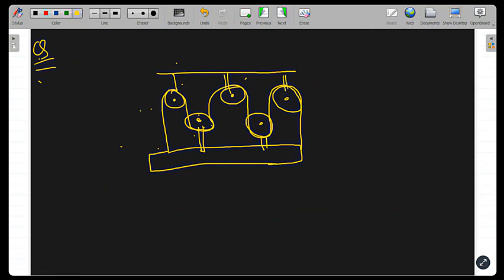So these are 5 different pulleys. Pulley number 1, 2, 3, 4 and 5. ये 5 अलग तरह के पुली हैं. इन पुली से मैंने एक मास लटका रखा है. ओके, और इसको थोड़ा डिफिकल्ट बनाने के लिए एक काम और किया जा सकता है.